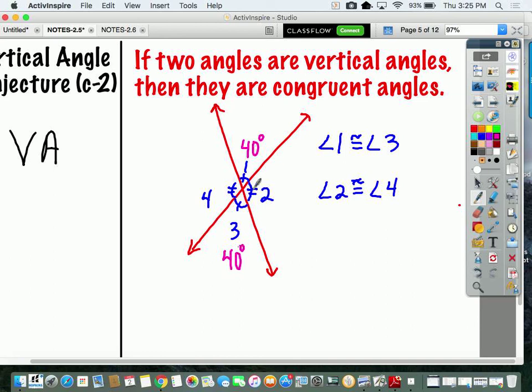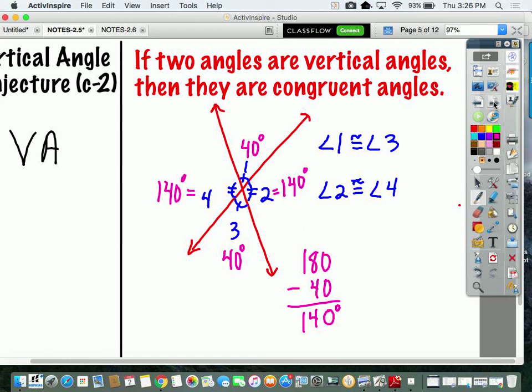You can also use the fact that these would then be linear pairs. So like 2 and 3 are a linear pair. A linear pair must add up to 180 degrees. So if this is 40 and I did 180 minus 40, I would end up with 140 degrees for angle 2. Therefore, angle 4 would also be 140 degrees. So those are vertical angles. That's the vertical angle conjecture that we have.